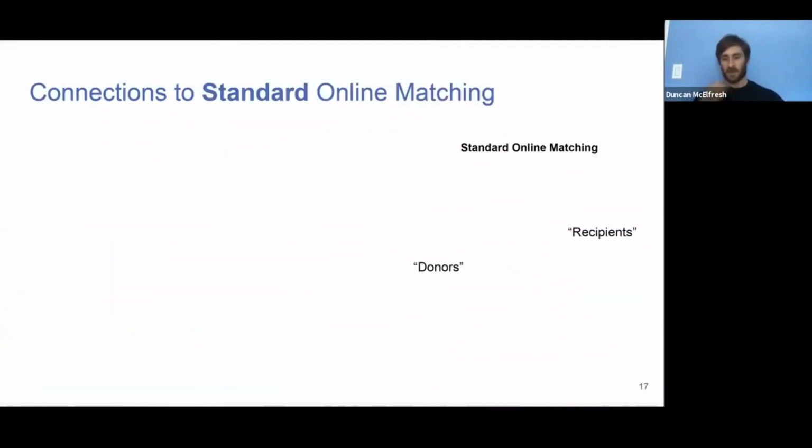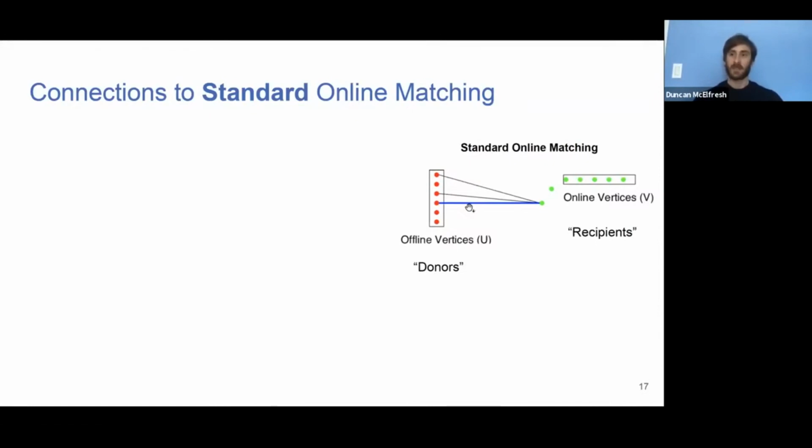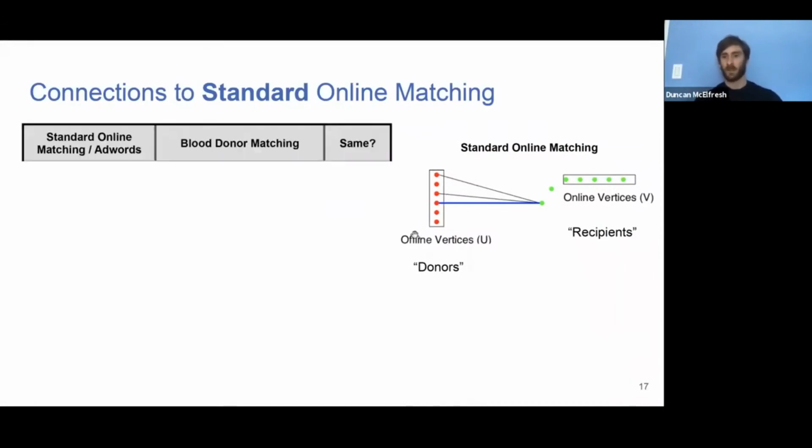Okay, so this problem is related to standard online matching. Some of you might have noticed. So in standard online matching, you have U, the vertices that are completely offline, and V, vertices that are completely online. And in standard online matching, you have these online vertices V arrive one by one, and they have to be matched immediately and irrevocably to the offline vertices. And then both matched vertices are removed from the market. So you may have noticed that there are some similarities between our model and standard online matching. I'm going to go through those now.